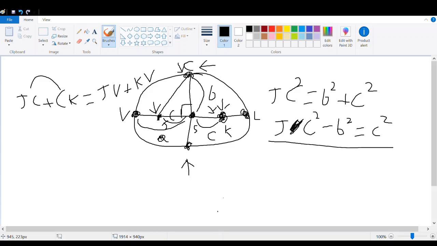So CK, this line right here, well, because both of them equal b squared plus c squared, because I could have used this triangle right here for the Pythagorean theorem instead of using this triangle right here. So they're obviously equal because they both equal b squared plus c squared. So I'm going to just say JC, because that's what we're trying to prove, JC plus JC, and I just substituted. We can rewrite that as 2JC equals JV plus KV.